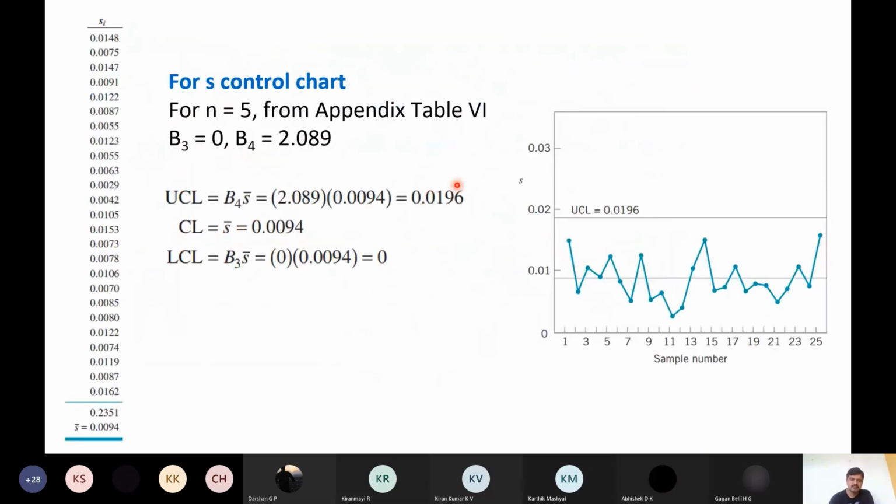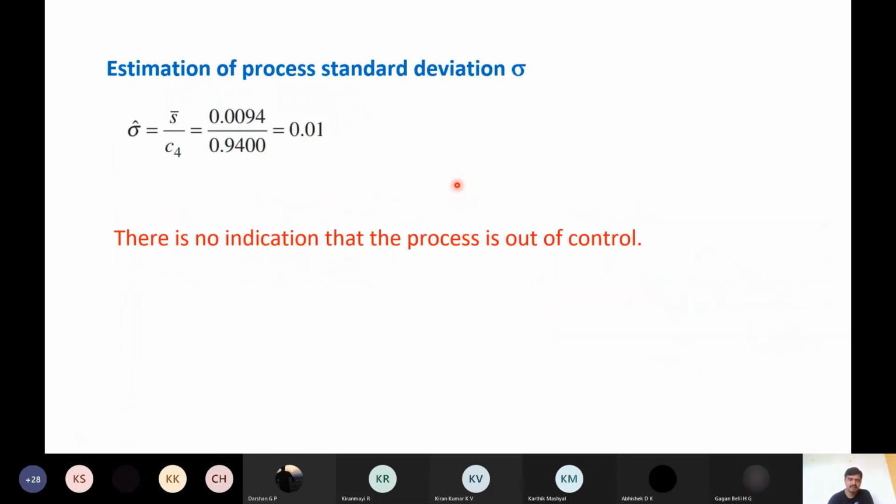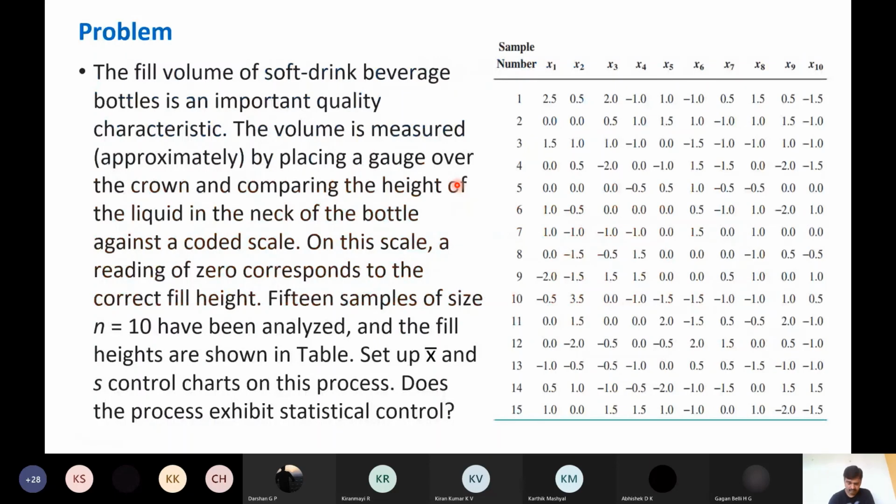Since, as I told you, for both the charts the points fall within the control limits, the process is in control. I will give one more problem. Later, after completion of the third module, I will give an assignment, and in that assignment I will include this question also. In a similar manner, you should plot X bar and S charts for this problem. If the points are within the control limits, the process will be in control. If you get points outside the control limits, then the process is out of statistical control. That you can conclude.